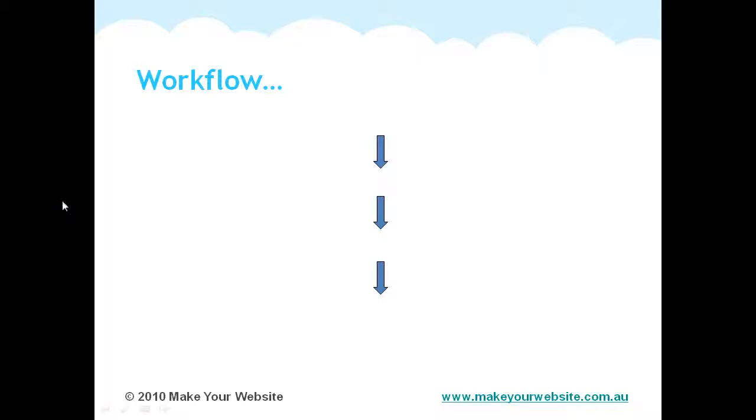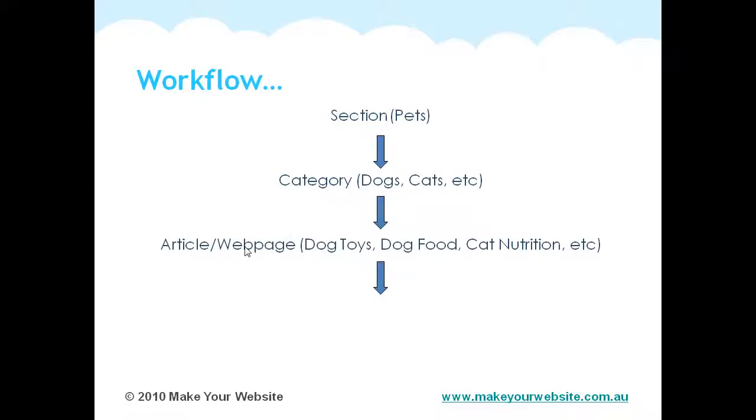back end. Okay, so at the top of the tree we've got a thing called sections. So if we have a look at a pet store, for instance, a good example of a section would be pets. Under section becomes category. A couple of examples for our pet store would be dogs and cats, etc. Okay, under categories are our articles or our web pages.